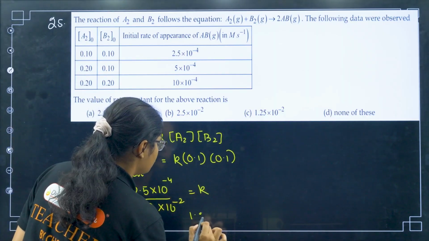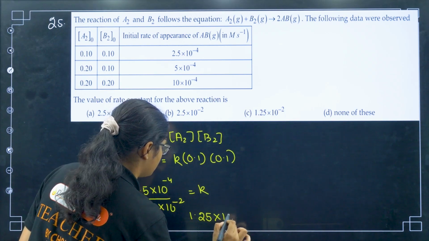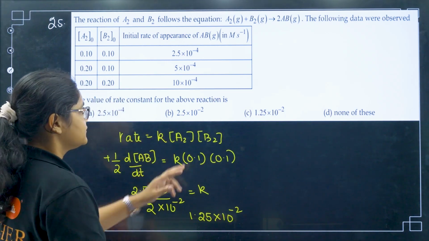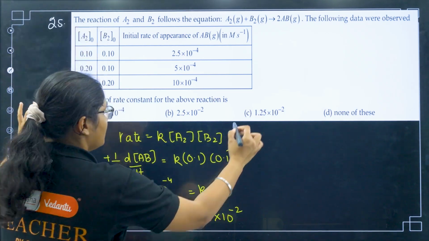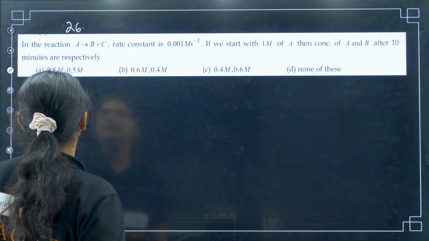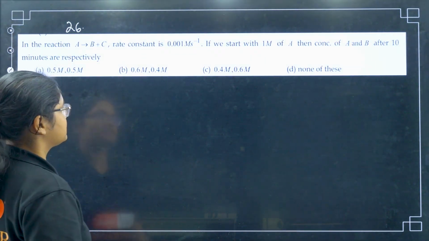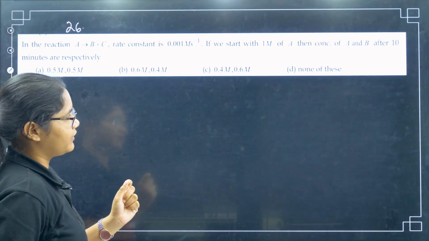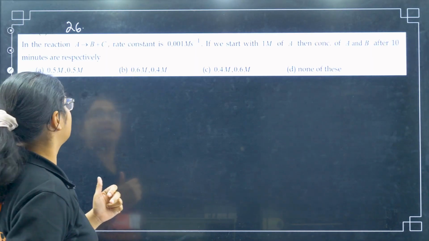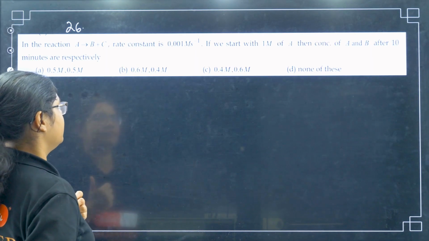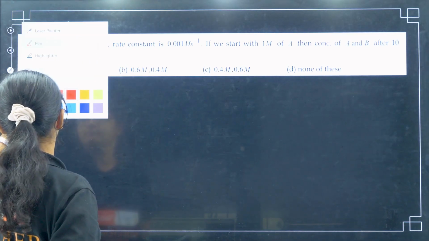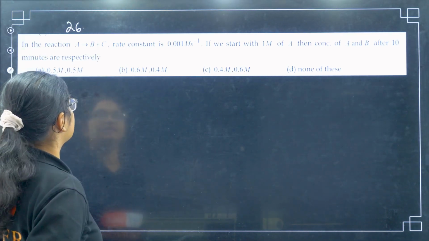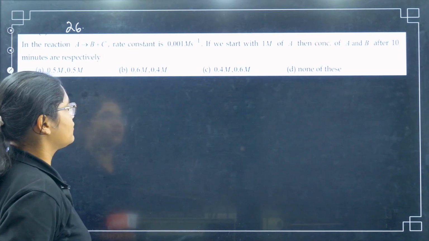So I'll get 1.25 into 10 to the power of minus 2. Okay, so that is how the answer will be option number C. Next, in the reaction A gives B plus C, the rate constant is given to you. If we start with 1 m of A, the concentration of A and B after 10 minutes are respectively.